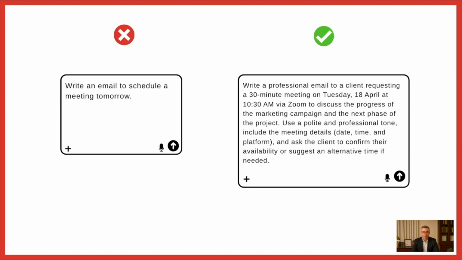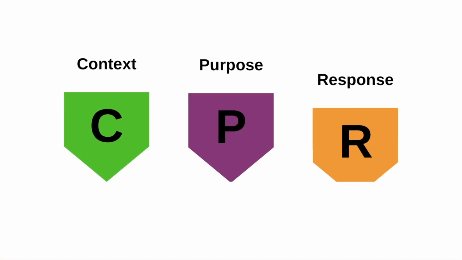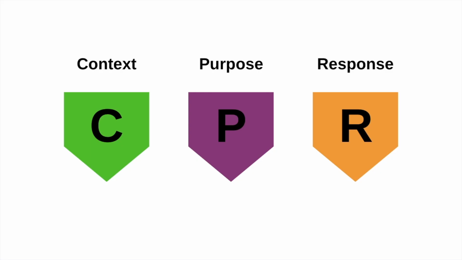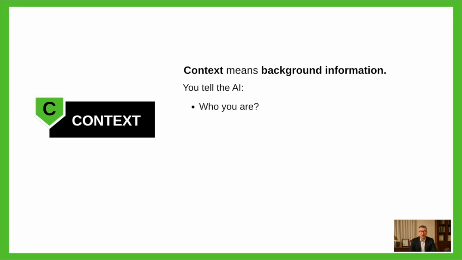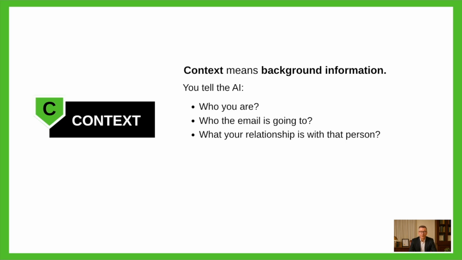To make prompting more beneficial, you can use the CPR framework. Let us see. The first part of the CPR framework is context. Context means background information. You tell the AI who you are, who the email is going to, what your relationship is with that person. This helps the AI understand the situation and write appropriately.